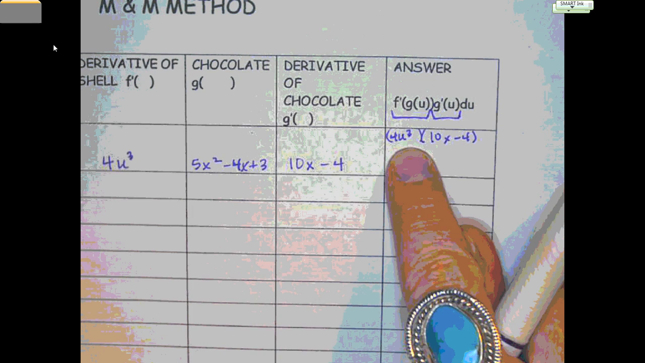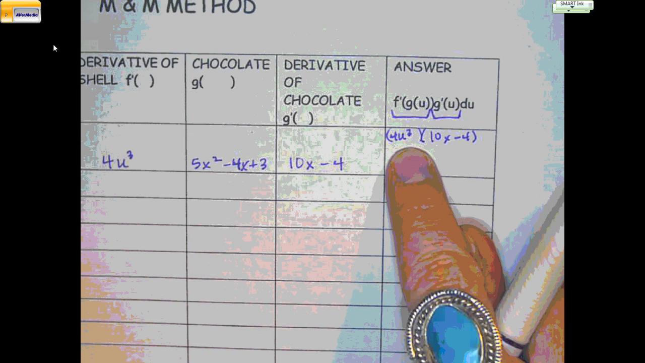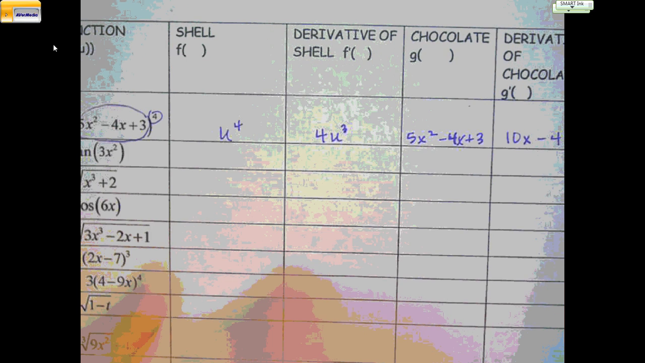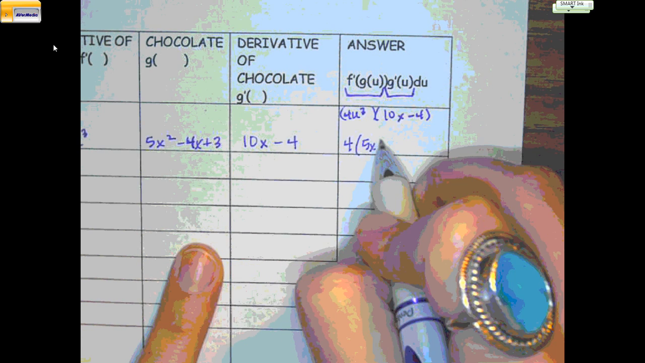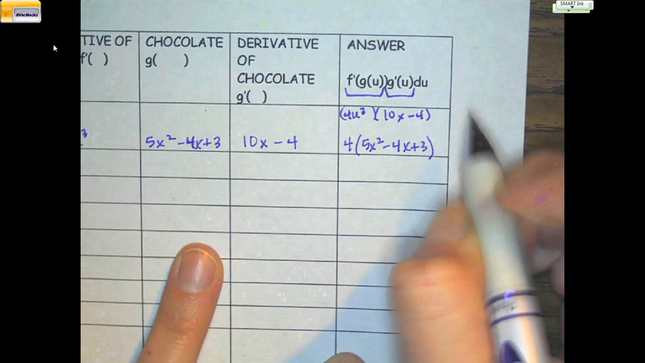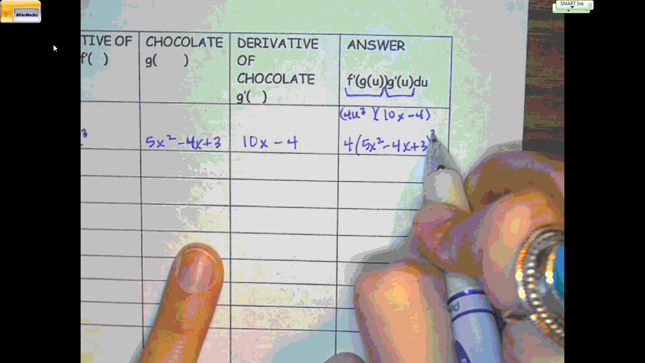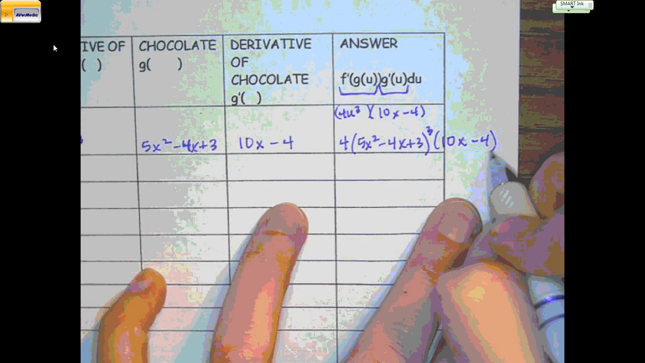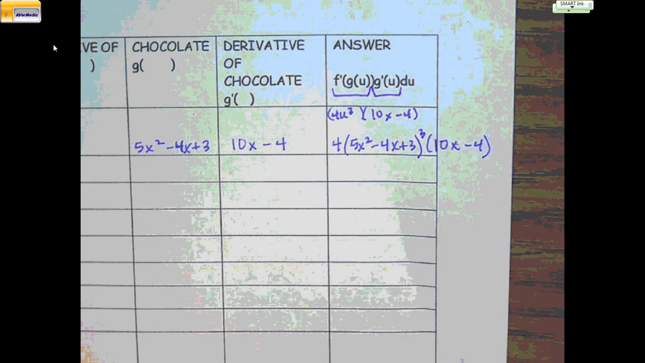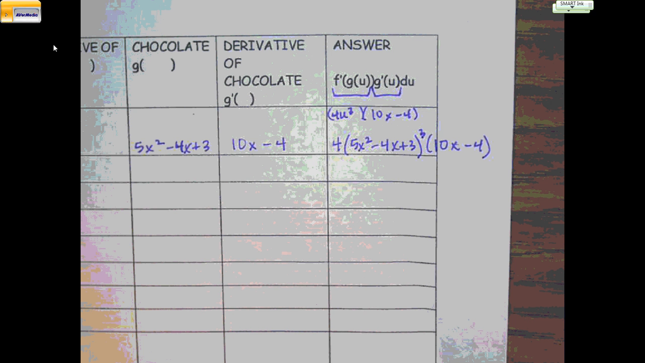Now the problem is they didn't give us u to begin with. So we need to replace that with what u actually is. And u was this inside function. So let's change this to 4 times u, which is actually 5x squared minus 4x plus 3. That whole thing is cubed times 10x minus 4. We could kind of multiply all that out and try to simplify it down. It may or may not make it any more simple or any smaller. We're just going to leave it like that for right now. Questions on how we did any of those boxes?